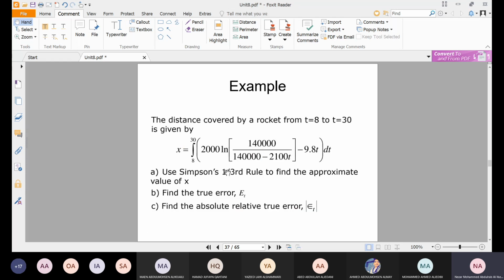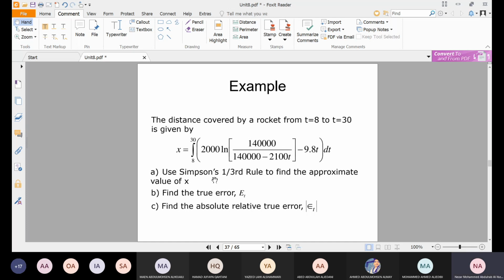So this is the first example. I think we went through this one in the last lecture. The distance covered by a rocket from 8 seconds to 30 seconds is given by this equation. Use Simpson's 1/3 rule to find this approximation. So we found this one using Simpson's 1/3 rule.